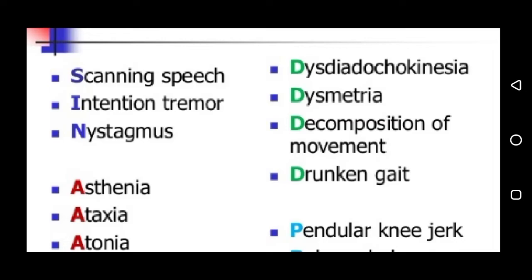There is dysdiadochokinesia. Dysdiadochokinesia means the failure to perform alternating movements involving agonist muscle groups in quick succession, and again failure of coordination is the cause.